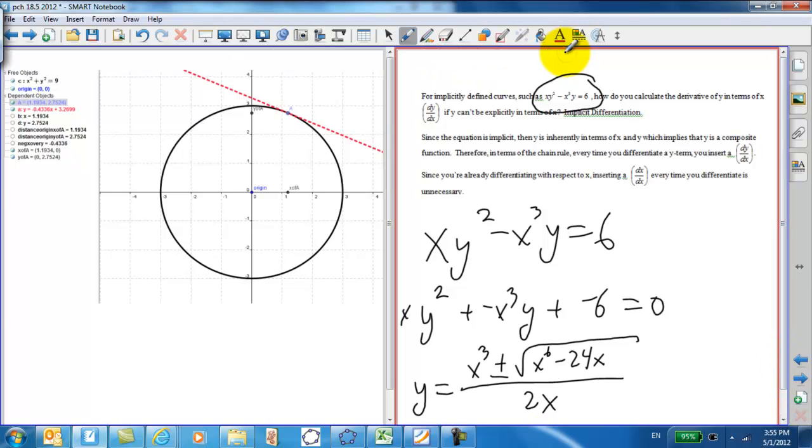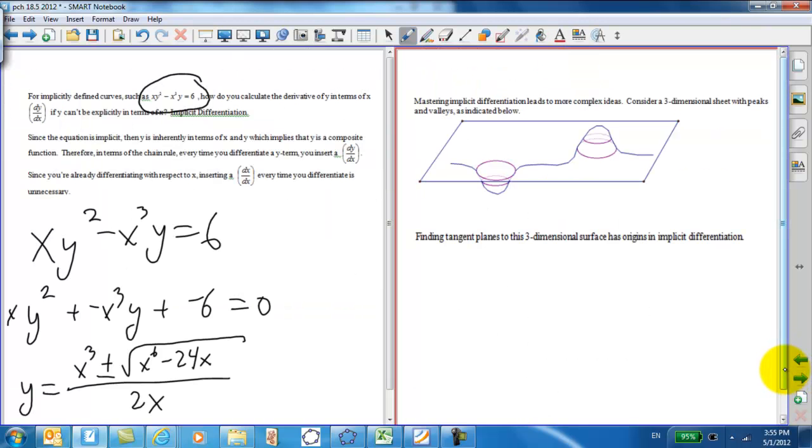So instead, we've developed this technique of doing it implicitly. Here's just an illustration of where you might apply this when you're taking calculus next year, and then the multivariate beyond that for doing the tangent planes to three-dimensional surfaces.